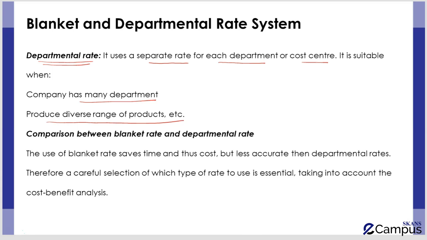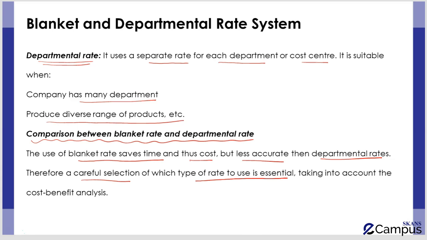Now here we have some comparison between the blanket rate system and the departmental rate system. The use of the blanket rate system saves time, thus cost, but has less accuracy than departmental rates. Therefore, a careful selection of which type of rate to use is essential, taking into account cost benefit analysis. Then companies decide whether they go for the blanket rate system or the departmental rate system.